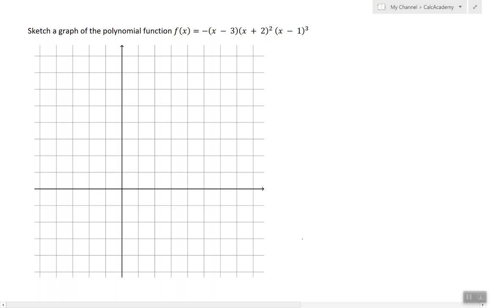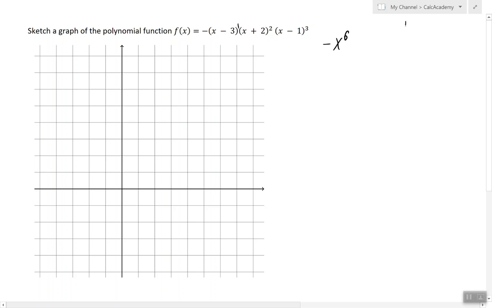In this video, I'm going to show you how to graph a polynomial function using the sign chart. First, we determine the leading term of the polynomial so we can figure out the end behavior. The degree of the polynomial is the sum of all the multiplicities, so it is 6, and the leading coefficient is -1. So the leading term is -x to the 6.